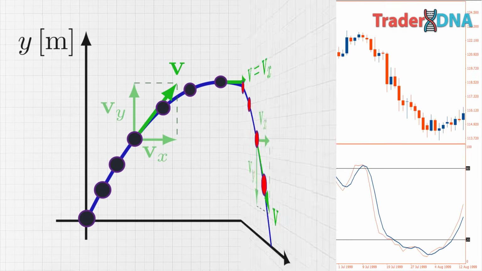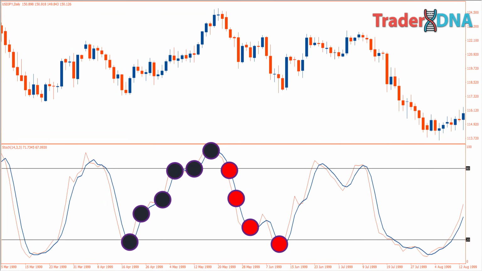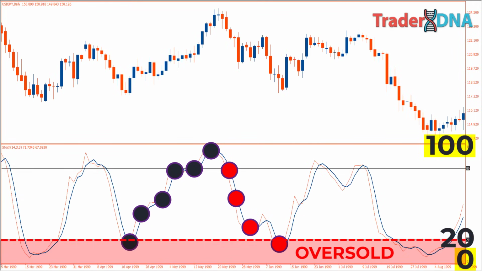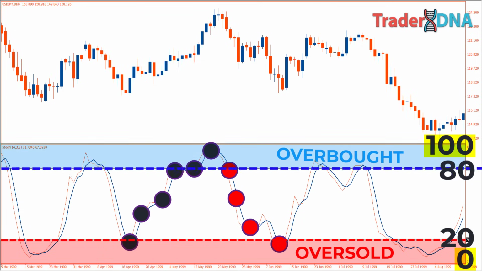The stochastic indicator is expressed as a percentage, ranging from 0 to 100, and is divided into two zones. The oversold zone, falling between 0 and 20%, and the overbought zone, spanning from 80 to 100.